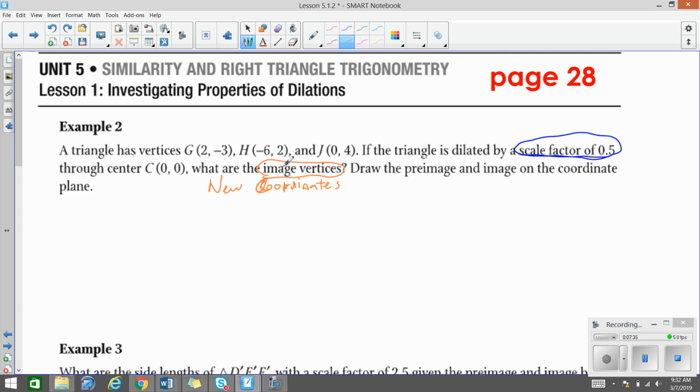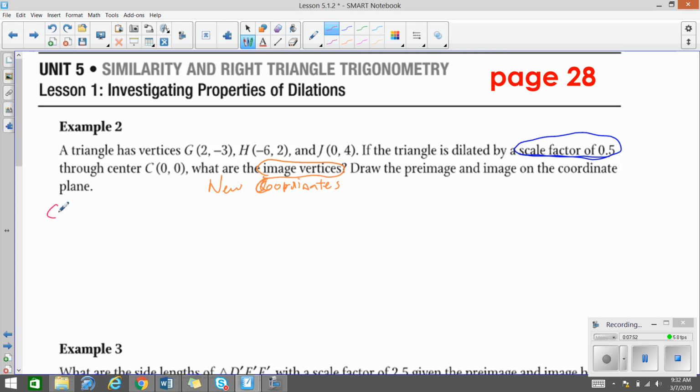So what are your new coordinates? It then says draw the pre-image and image on a coordinate plane. Well, we'll draw a mock sketch. Like what we did yesterday to determine if a dilation happens, we can use coordinates to find our new coordinates and our scale factor.